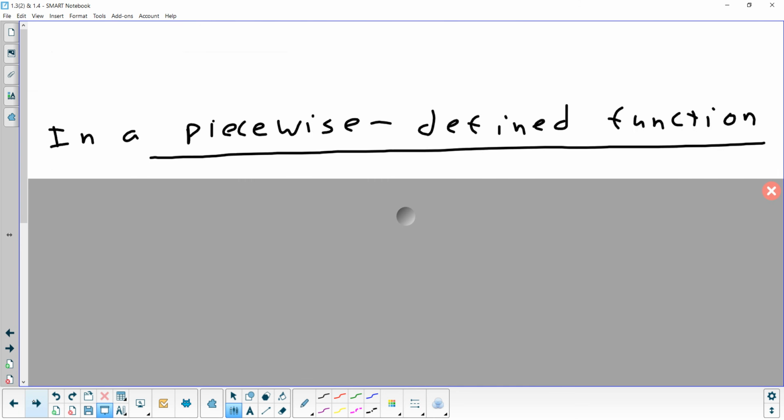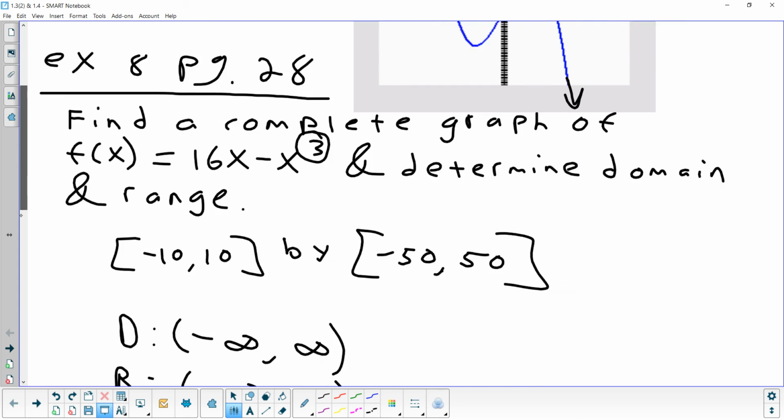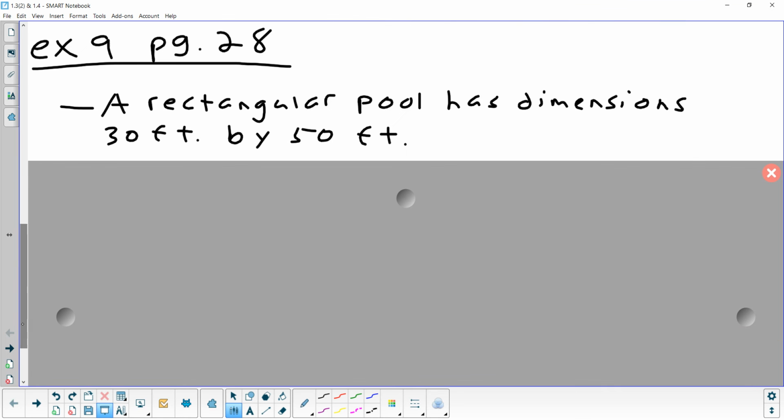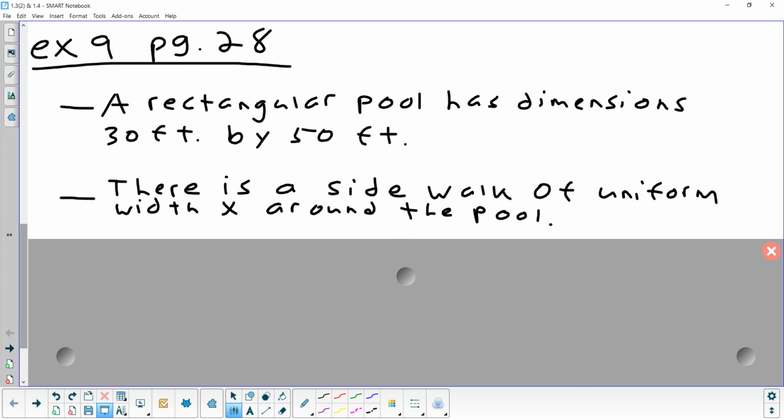All right, so let's look at this problem. This is a word problem, but it's going to help us to make a diagram of it and to kind of visualize it a little better. It says that we have a rectangular pool, and the dimensions of the pool are 30 feet by 50 feet. And we're going to put a sidewalk all the way around the pool. The sidewalk is going to be the same width, and it's just going to be like a border right around the edge of the pool.